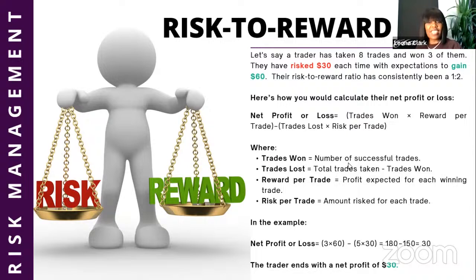So trades won is your number of successful trades. Trades lost are the trades you have taken minus the trades won. Reward per trade, that's your profit in dollar amount, euro amount, pound amount, whichever one. Okay. Your risk per trade is the amount you risk per trade. That's still your dollar, pound, euro amount. Got it? So in this example, we're looking at it.